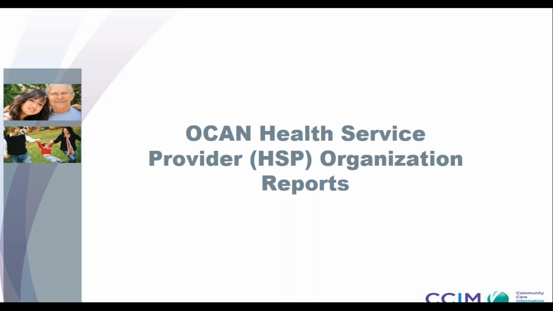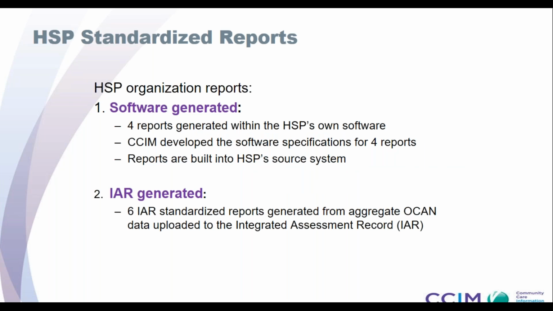I'm going to move to the report. So for organizations, I think E-QIP heard that the interest was around understanding the OCAN data and how it can be used. So there's two different categories of OCAN information. One is software generated, and that means that in the organization's internal software, specifications were written to build in the assessment and also to build in some reports. There are 4 reports that were built, and I'm going to just share one example. And then the second category is IAR generated.